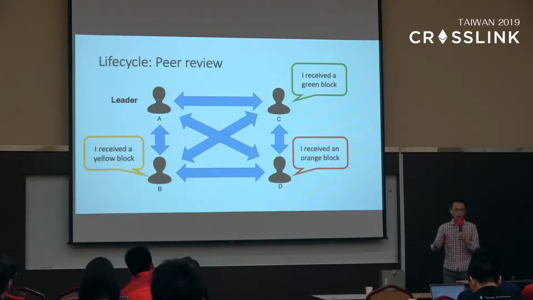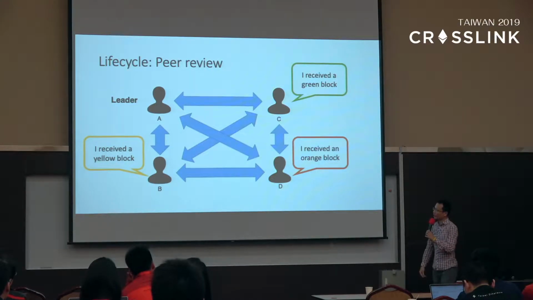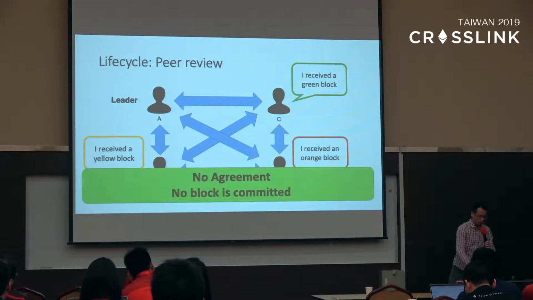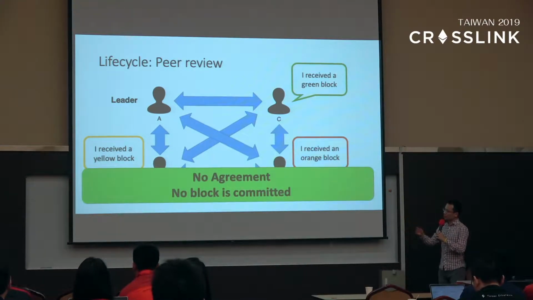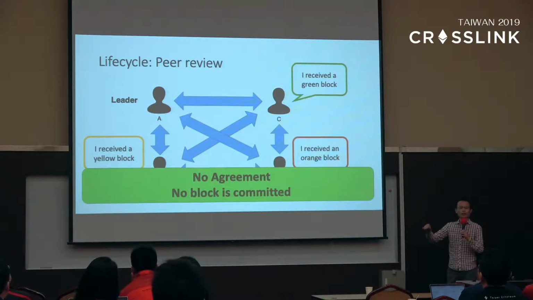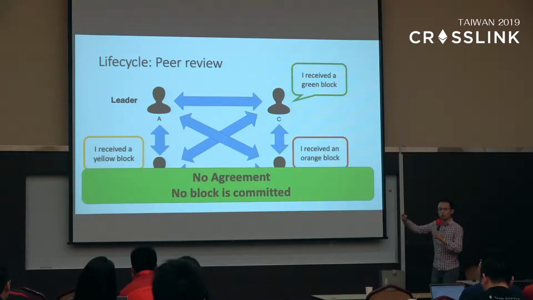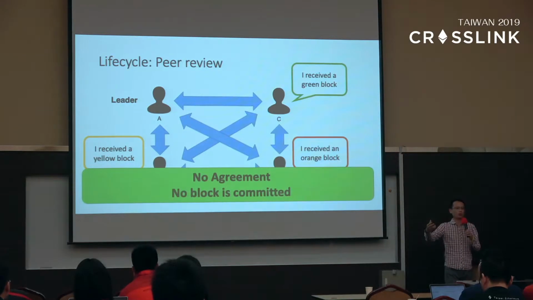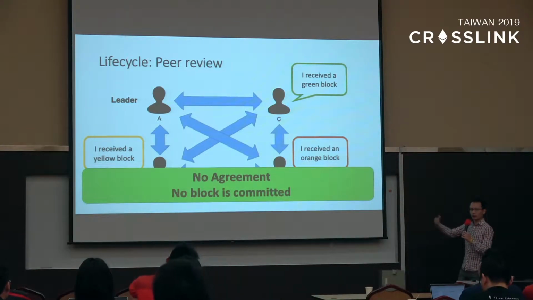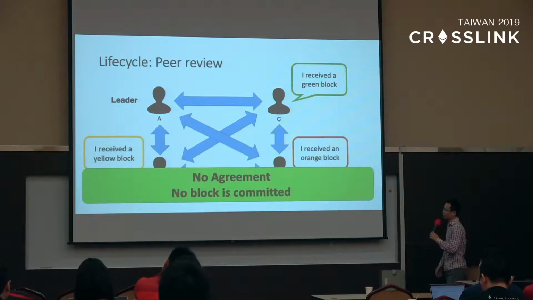Okay. So after a while, after this information is propagated, that is broadcasted, every node will know that basically everyone received a different block. So there's no agreement. So this means in this life cycle, there's no block commit. Okay? So this means we need to move forward to the next life cycle. So we need to change the leader, and the new leader will again propose a block, and we will do the peer review again.